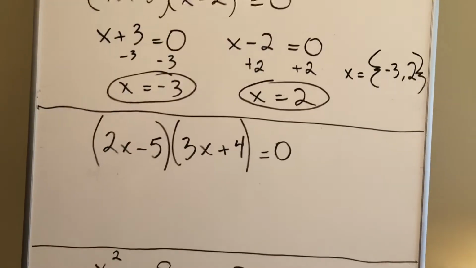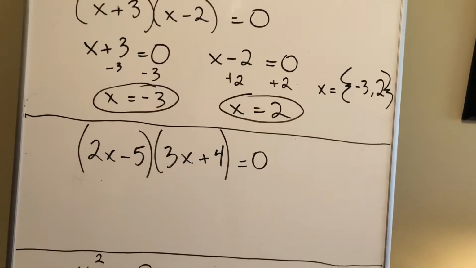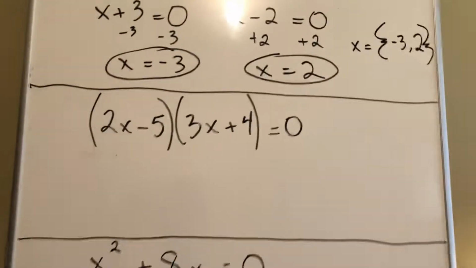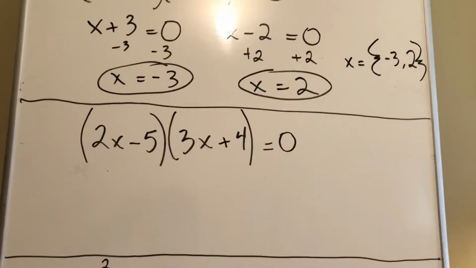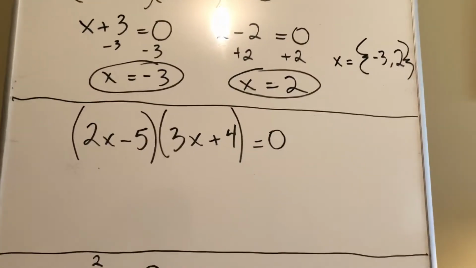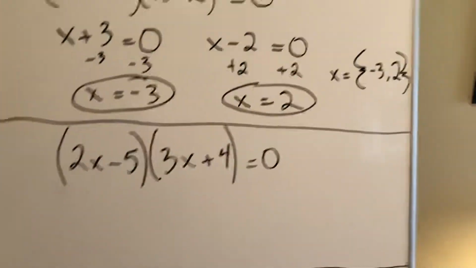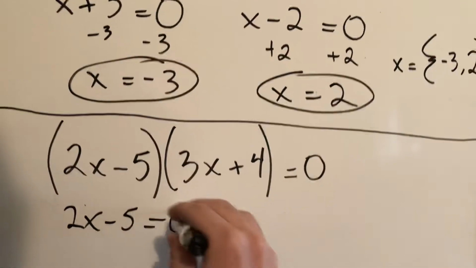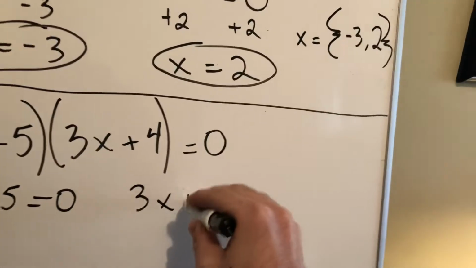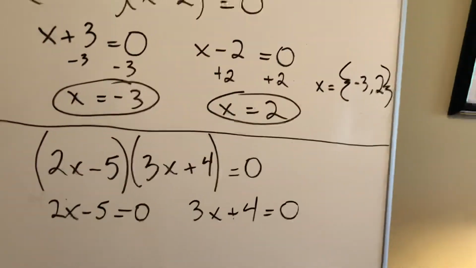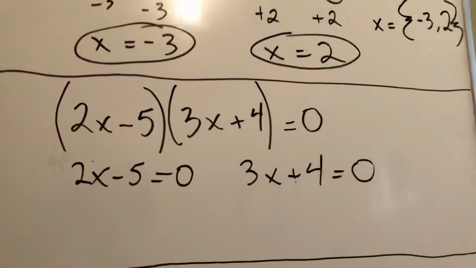Now I have 2x minus 5 times 3x plus 4 equals 0. Now, going off of the last problem, a common mistake here is for people to say, oh, well, my answers are positive 5 and negative 4. But we do have to set up the zero product property to solve here. So I'm going to say that 2x minus 5 could equal 0, and 3x plus 4 could equal 0. I need to solve each of these. We'll do it one at a time.